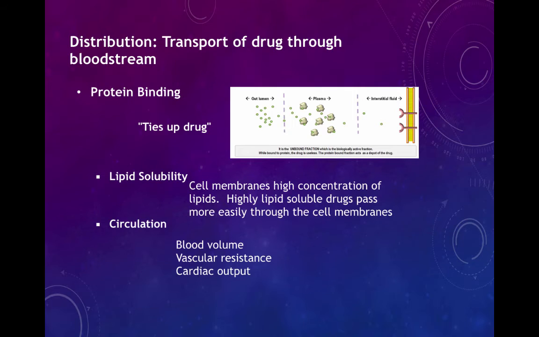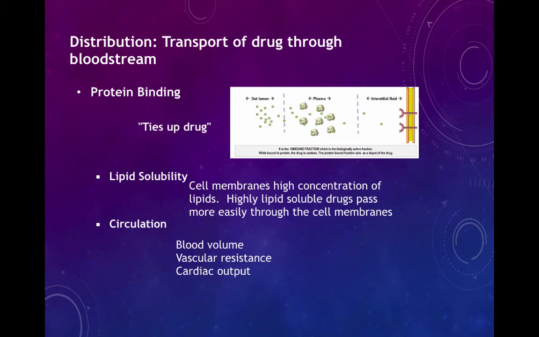Another factor that affects distribution is lipid solubility. Cell membranes have a high concentration of lipids, so drugs that are highly lipid soluble pass more easily through the cell membranes. That will also affect the blood-brain barrier, which is basically the barrier to your CNS. If drugs can pass through the brain barrier, that's when they can get the CNS effects, like the drowsiness and more of the neurologic symptoms or effects.